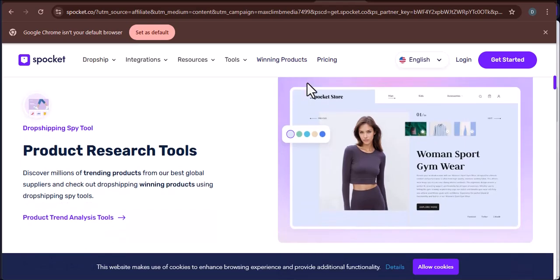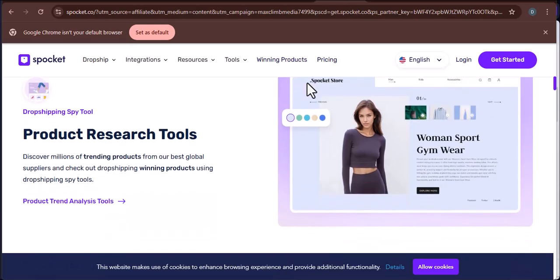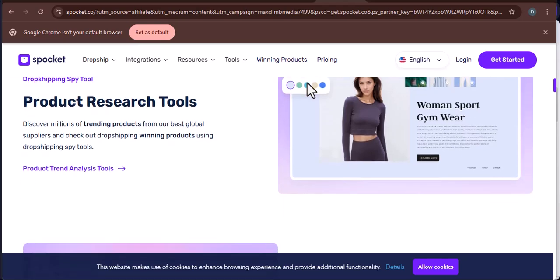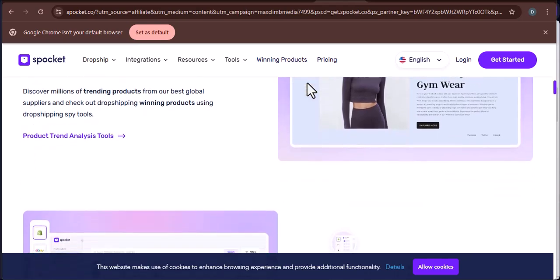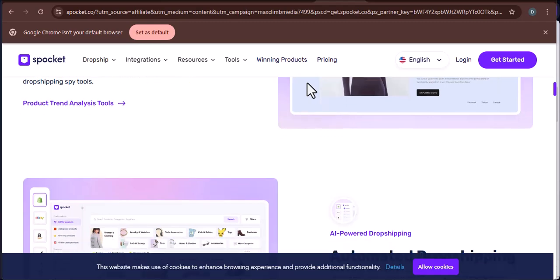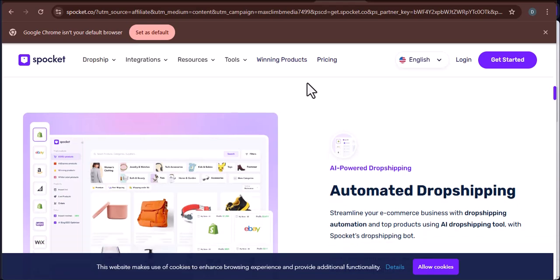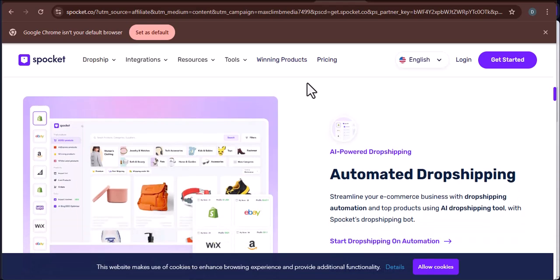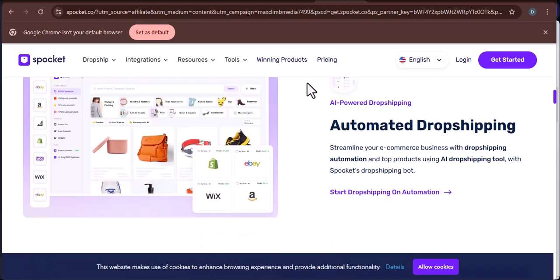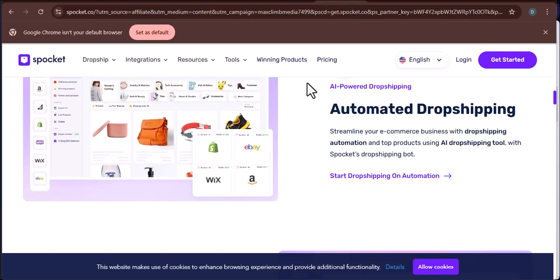No, Spocket is not free to use. There are two different pricing plans. The basic plan costs $29 per month. The Pro plan costs $49 per month. The basic plan gives you access to all of Spocket's features, but it limits you to 100 orders per month. The Pro plan gives you unlimited orders per month.